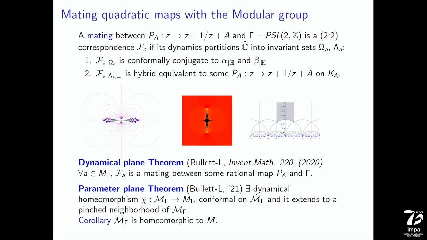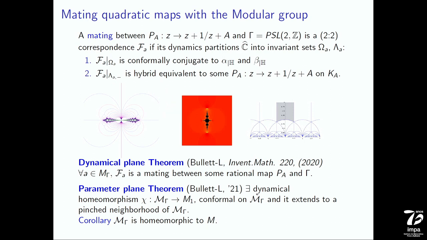Well, we define the mating between a quadratic rational map and the modular group to be a 2-2 correspondence for which the dynamics partitions the Riemann sphere into two completely invariant subsets. One open, in which my correspondence is conformally conjugate to the generators of the modular group here. And on the other one, on the backward limit set, my branch is hybrid conjugate to a member of the family Per_1(1) on its filled Julia set. If we prove this part, the other one comes because it's the same dynamics.